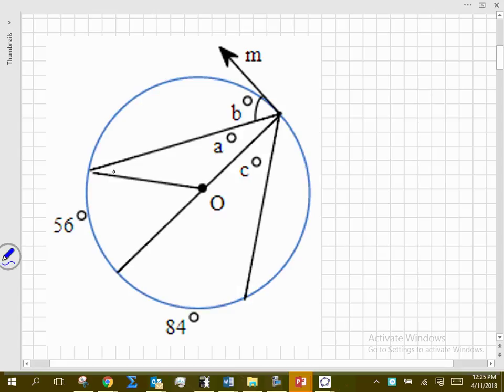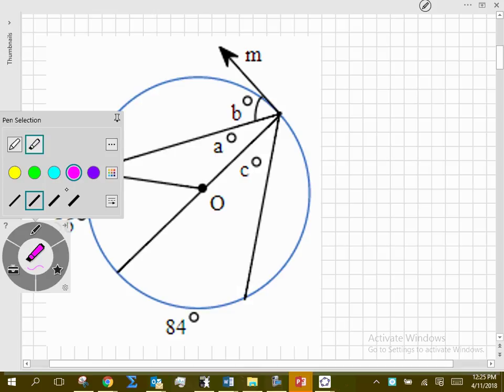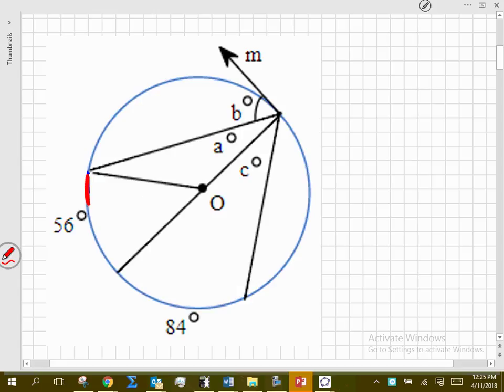Maybe you didn't do it this way, and we'll talk about maybe a different method. But I see right away, because I think it's the easiest relationship that we have, I see right away that this arc here, do you guys agree that's attached to that central angle? So does that make that 56?